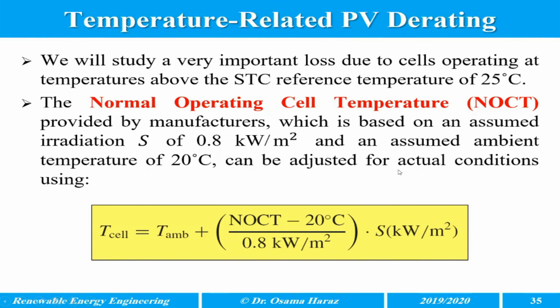This can be adjusted for actual conditions using this equation. To calculate the temperature of the cell, it equals the ambient temperature plus NOCT minus 20 degrees centigrade divided by 0.8 kilowatt per meter square, then multiplied by S, the irradiance S in kilowatt per meter square.